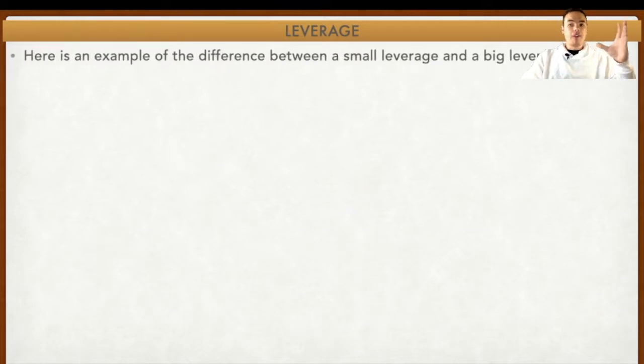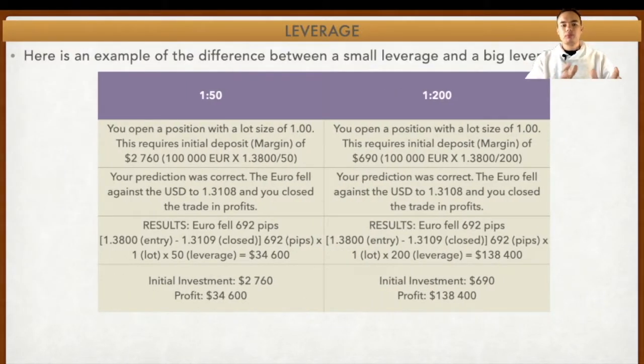Here's an example of having a small leverage compared to a big leverage, using that example I just gave of Euro USD. Let's take a small leverage of 1 to 50. You open a position on Euro USD using a lot size of 1. I'm just using a lot size of 1 for an example, it's easier. If you don't remember lot sizes, please go back to the previous section under lot sizes. This requires an initial deposit of $2,760.